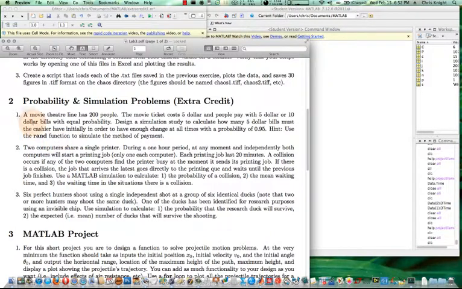The problem is a probability and simulation problem. It has to do with a movie theater line that has 200 people in it. The movie ticket costs $5 and people will pay with either a $5 bill or a $10 bill with equal probability. The simulation study is supposed to determine how many $5 bills the cashier has to start out with initially in order to have enough $5 bills at all times, with a probability of 95%, for all 200 of these people to get through the line.